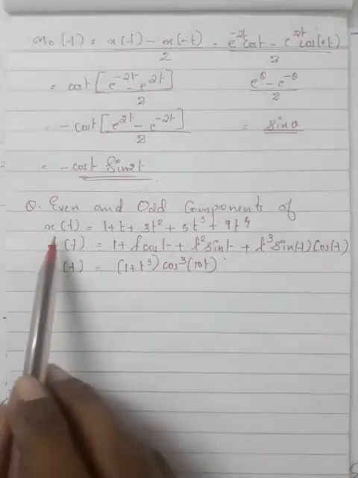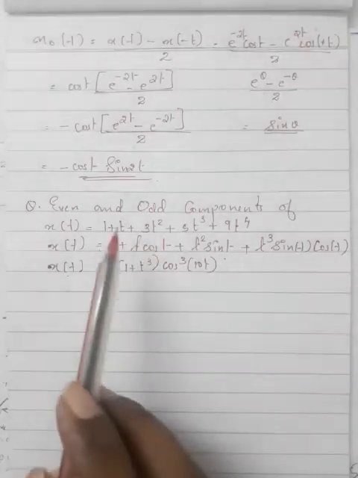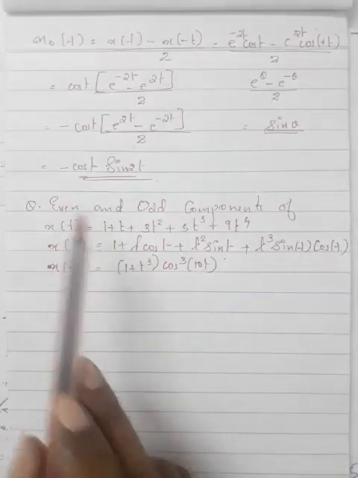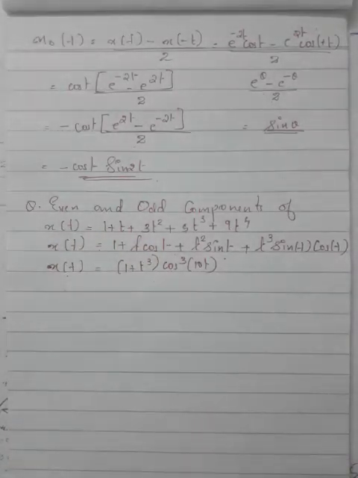In all cases, find x(-t) and substitute it in the equation for the even component and the odd component. So do these 3 problems, and while referring to the textbook you can see other questions also to find even and odd components.